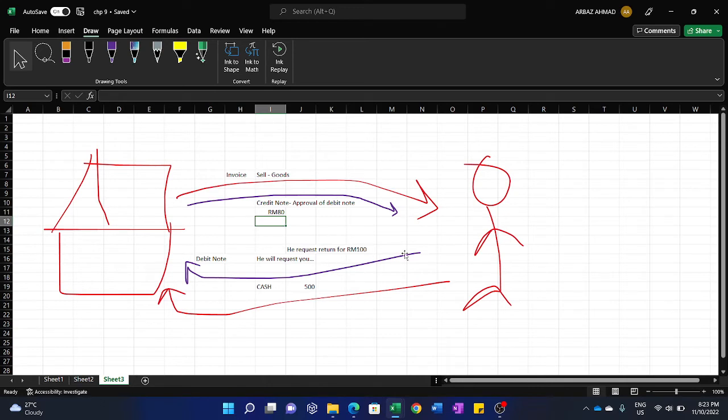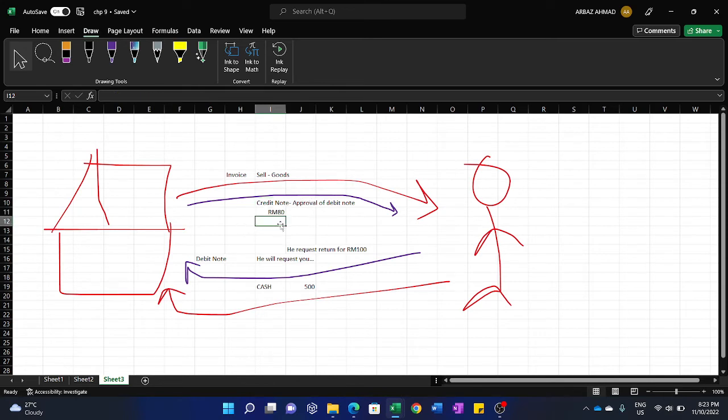Okay. For example, he's returning the goods maybe because the goods are damaged. But when you look at the goods, you say, okay, this one is okay. But 80 worth of goods are acceptable. Those are damaged, so you give him back the rest. He hasn't given you back the goods yet, he's only requesting. When you send him this one, then he will give you the goods. Or maybe he's giving you the goods along with the debit note.